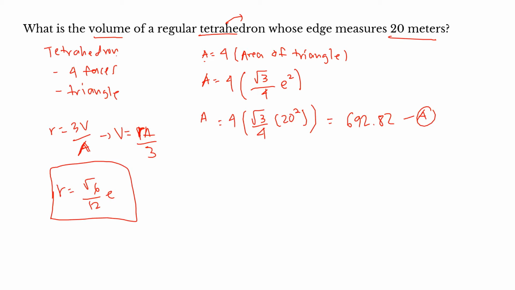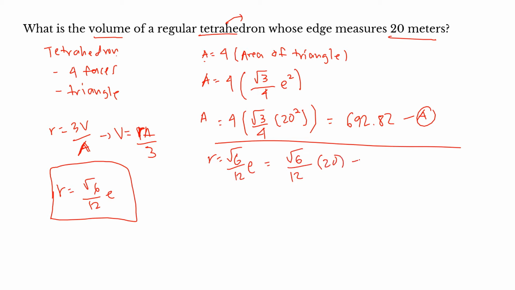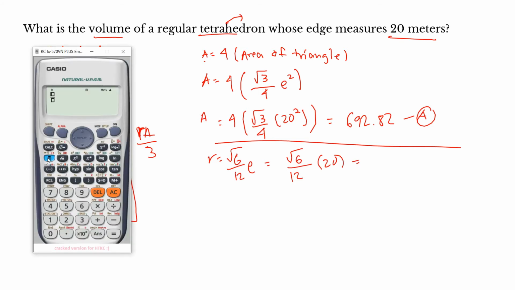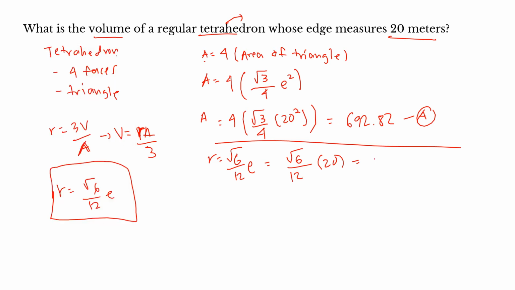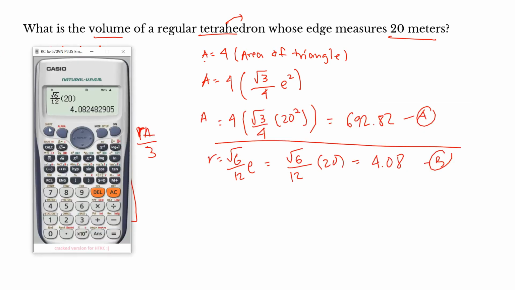How about the radius of the inscribed sphere? Solve lang siya if you know the formula. R is equal to square root of 6 over 12 times e. That is just square root of 6 over 12 times 20. Pila ni siya, class? That is 4.08. Shift store B na lang, class.